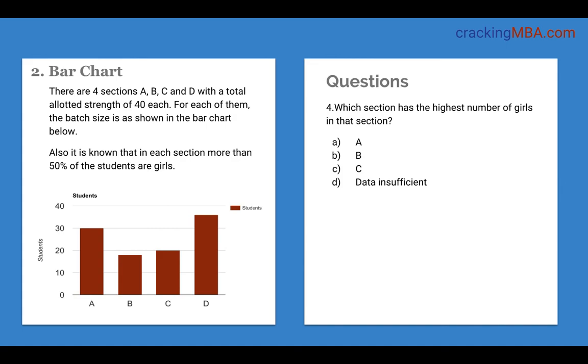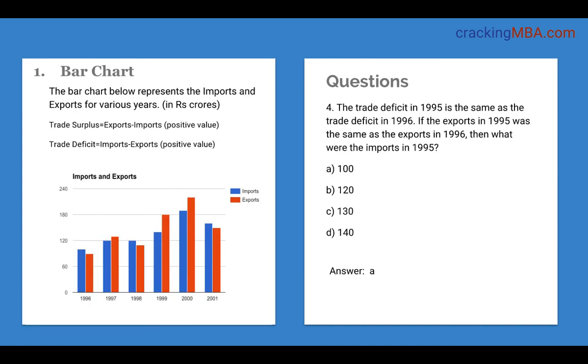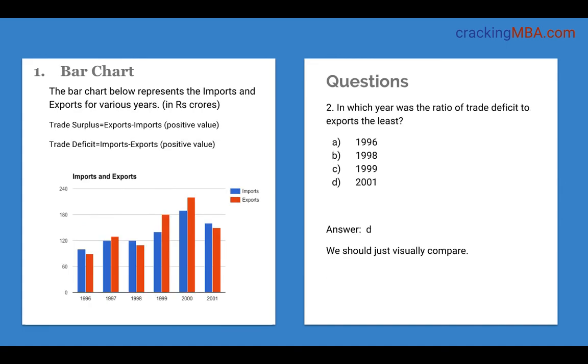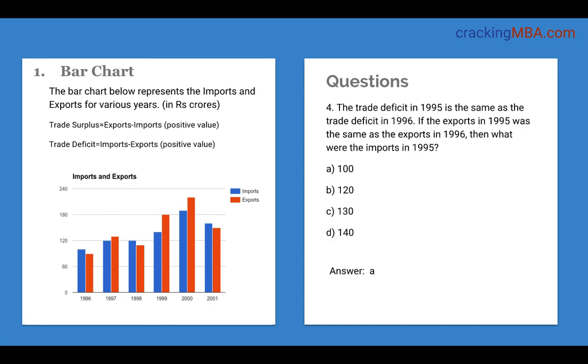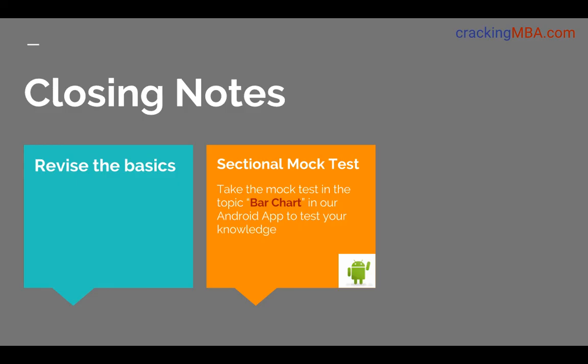That's one. And the second thing is comparison using ratios. You should be able to see that if the numerator is the same, then if you want the least value, you should go to the highest denominator. So you should be able to compare based on this fact. That's it for today on bar charts, and these are the closing notes.